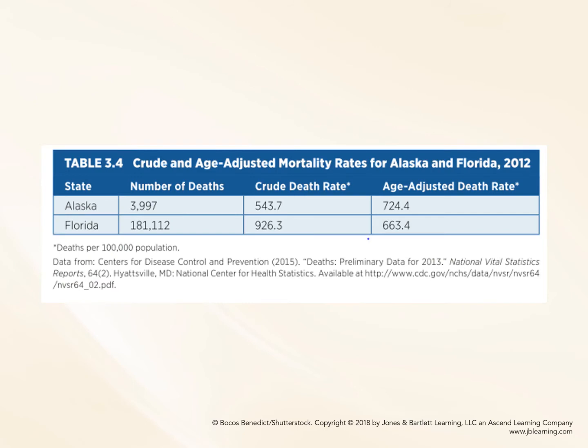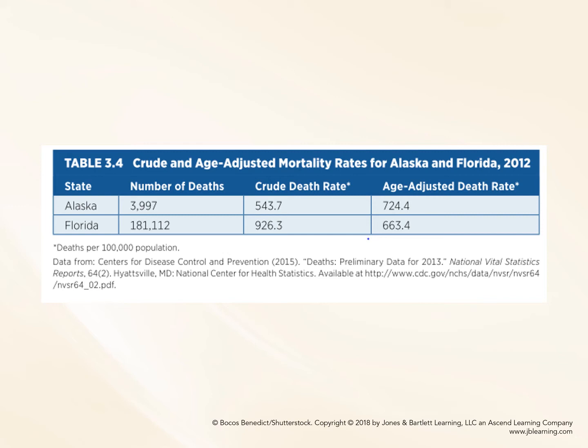So here we have an example of crude and age-adjusted mortality rates for Alaska and Florida from 2012. Okay, so these are mortality rates, the number of people that have died. To show what the level of mortality would be if the age composition of different populations were the same, epidemiologists use age-adjusted rates.